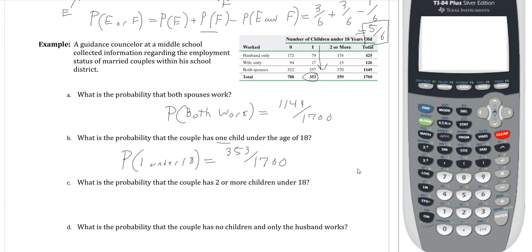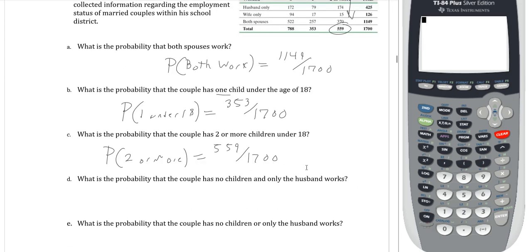And thirdly, the probability the couple has two or more children under 18. Just like before, two or more is a vertical column, so we have 559. So that's 559 out of 1,700. So far, so good. You can also see at this point why I suggest not to simplify fractions. It's so much easier to compare these three answers to each other when they're over the same denominator.